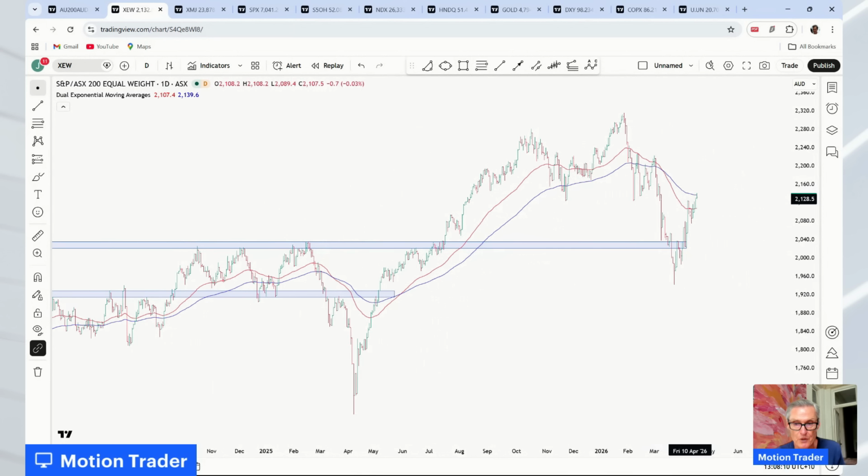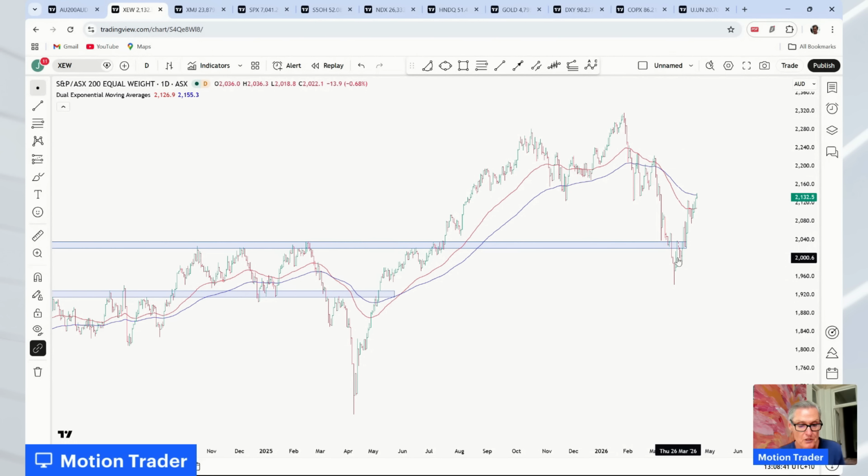So while I like the strength of this rebound, look at this rebound off the lows, that's a strong rebound. But all the same, the equal weight doesn't look poised for new highs at this stage. I think it's going to take time to get from where we are now to the all-time high and beyond. It doesn't seem poised for those new all-time highs just yet. I think it needs more time to repair the damage from the March correction.